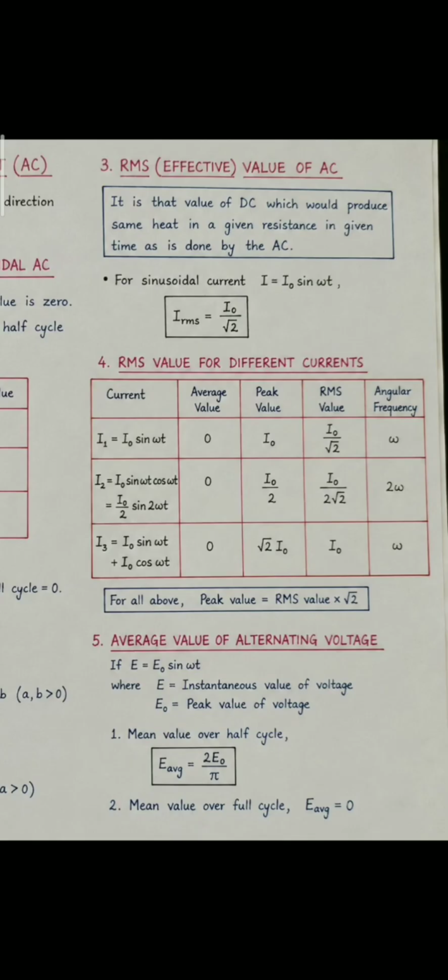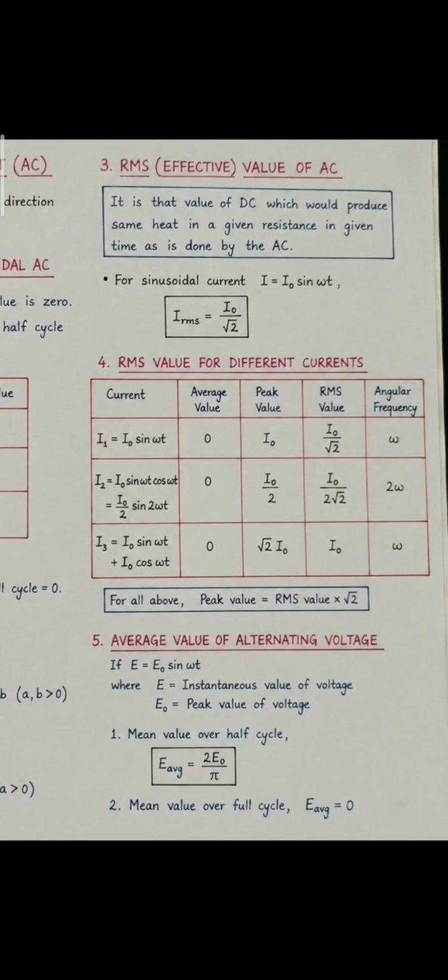And I3 is equal to I naught sin omega t plus I naught cos omega t. Then average value is equal to 0, peak value is equal to root 2 I naught, and RMS value is equal to I naught. Angular frequency is equal to omega.